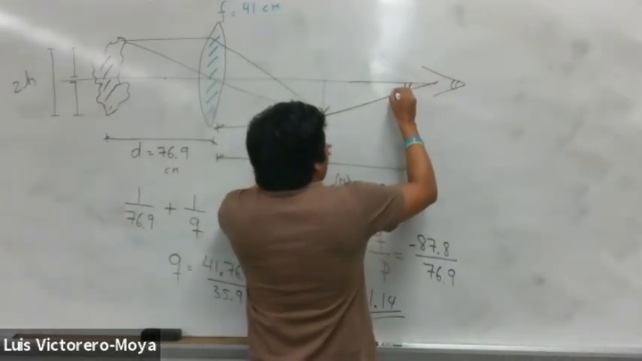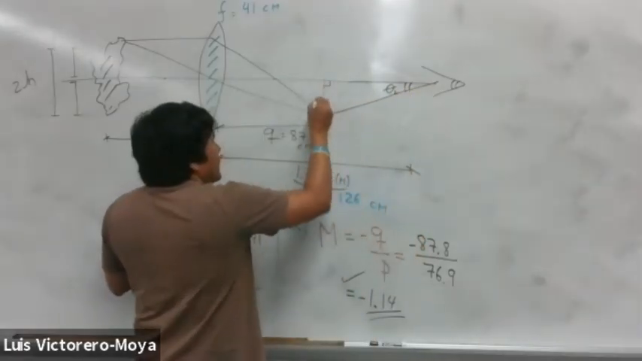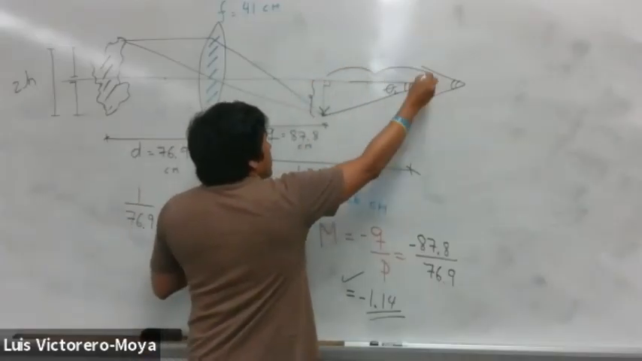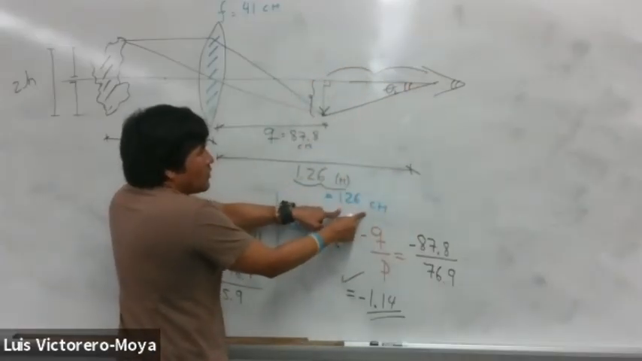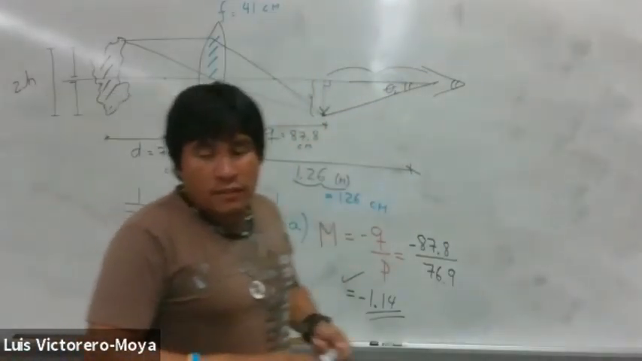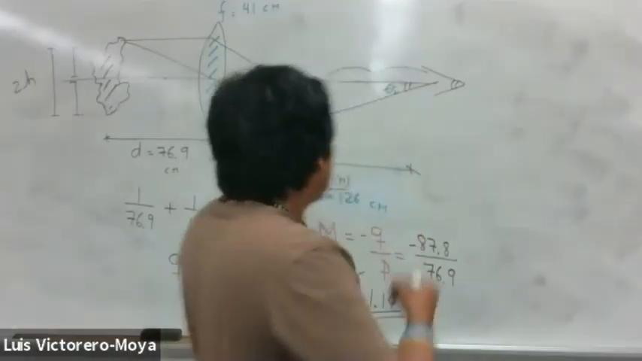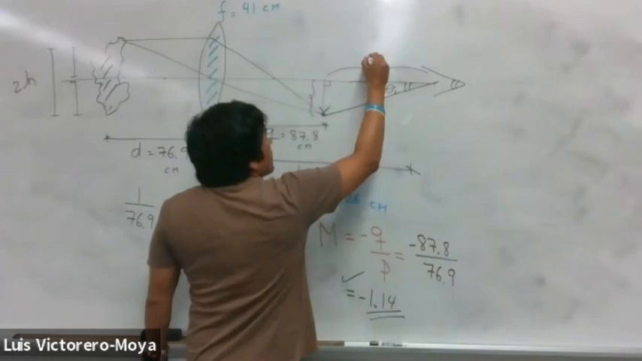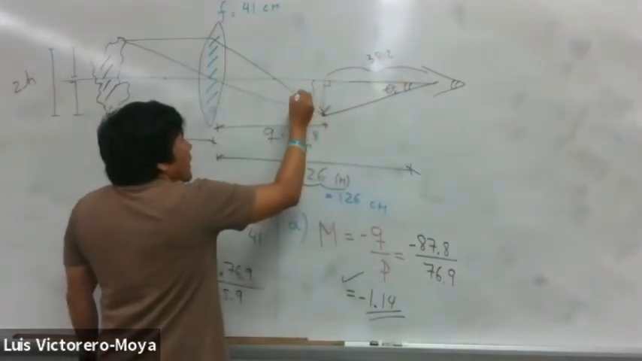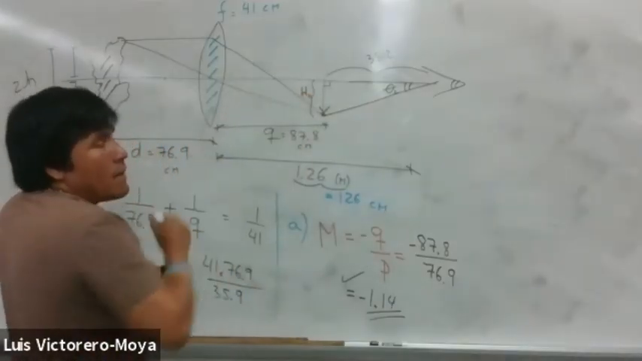You have an angle here, let's call it theta 2, which depends on the height of the image, this, and this distance. That's why you need this. 126 minus that gives you that. So 126 minus 87.8 is 38.2. And let's put here height of the image.